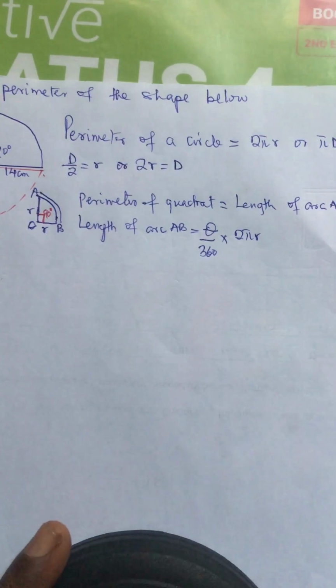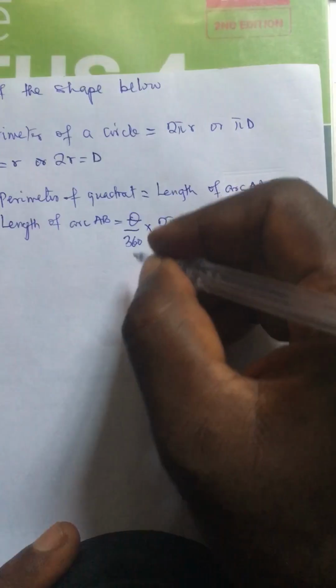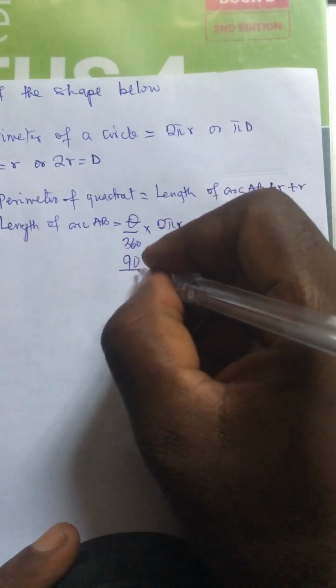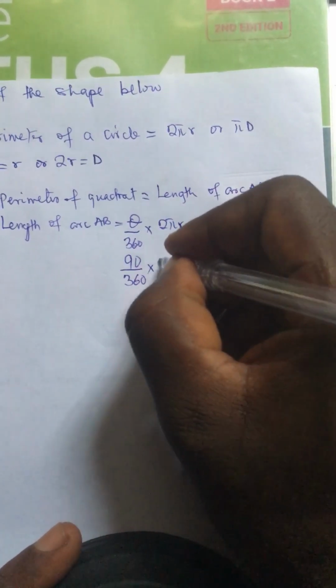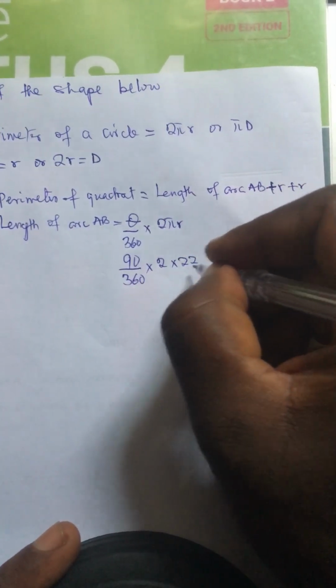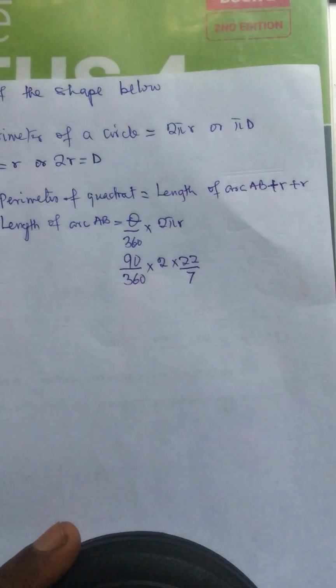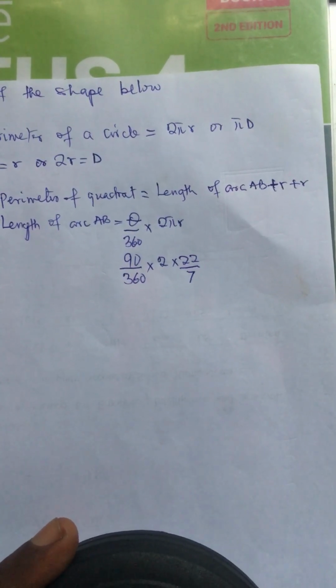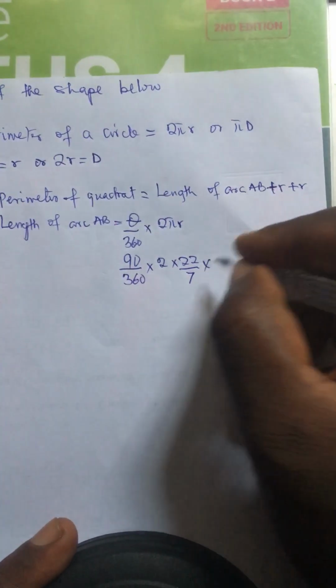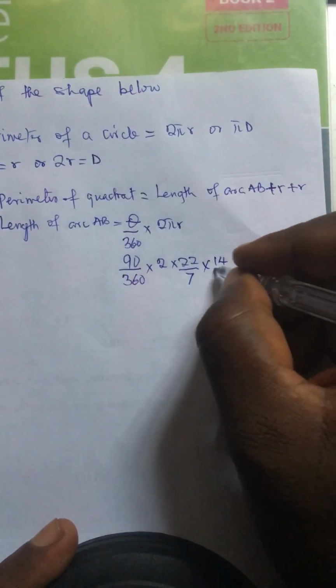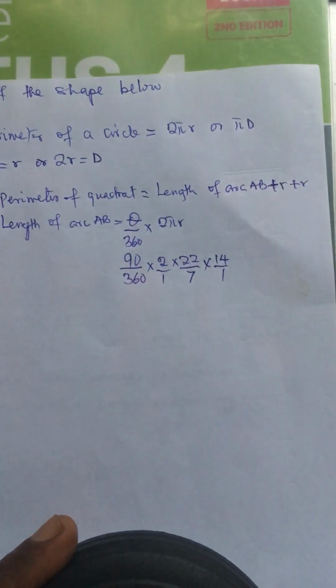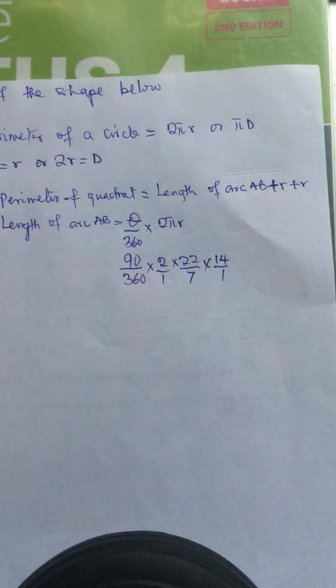So, the length of my arc becomes 90 over 360 times 2 times 22 over 7. Remember, pi is a constant, which is always 22 over 7 or 3.142. Of course, if you divide your 22 over 7, you'll get 3.142. Then times the radius, which is 14. Of course, you can put this over 1. That's mathematical. So what do I do?